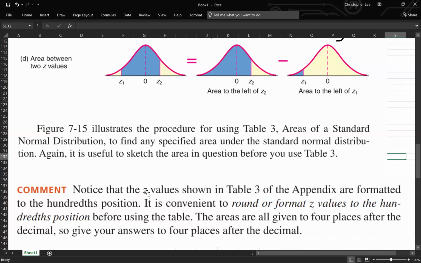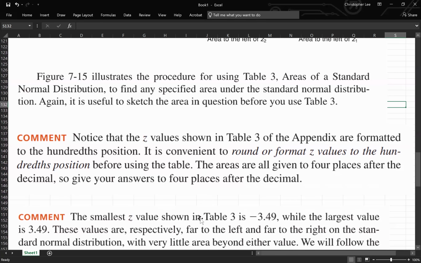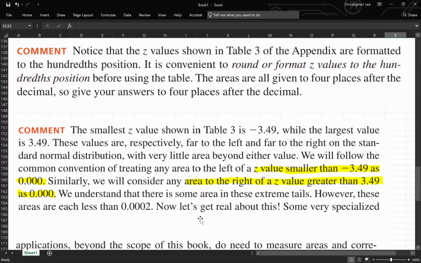So, comment: notice that the Z values shown in the table of the appendix are formatted to the 100th position. It is convenient to round or format Z values to the 100th position before using the table. The areas are all given to 4 places after the decimal. So give your answers to 4 decimal places.